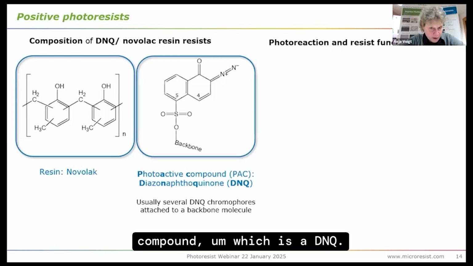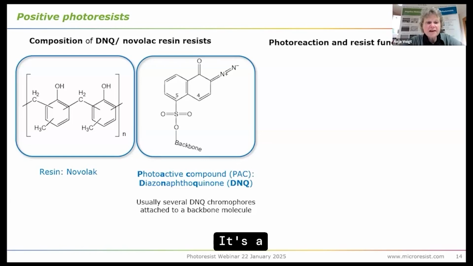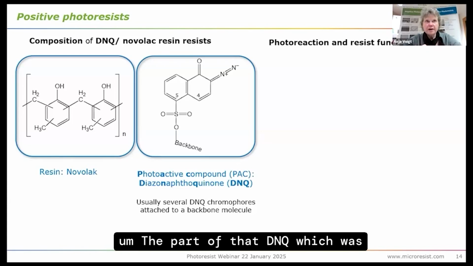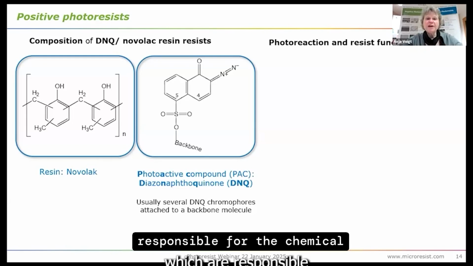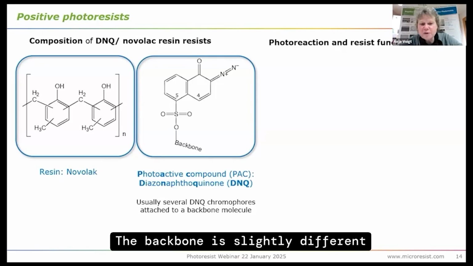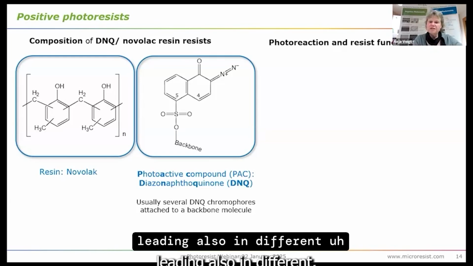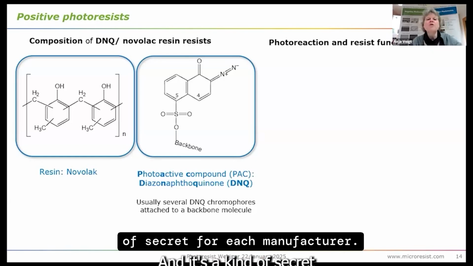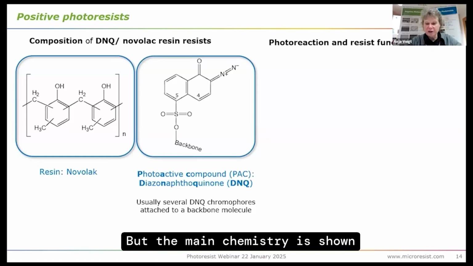But you need the photoactive compound, which is a DNQ. It's a diazo-naphthoquinone derivative, which is shown here. The part of that DNQ which is responsible for the chemical reaction is shown here. The backbone is slightly different for the different positive resists, leading also to different residual absorption, and it's a kind of secret for each manufacturer. But the main chemistry is shown here.